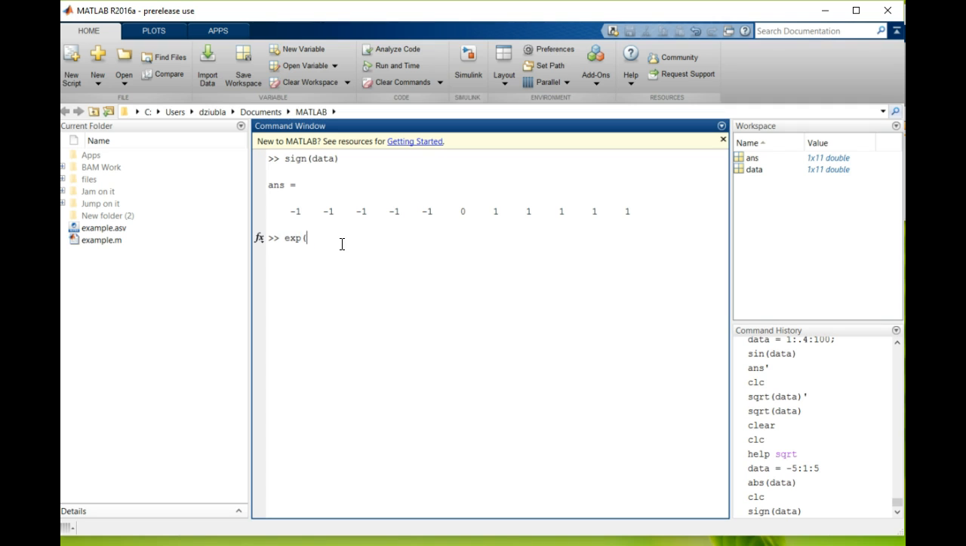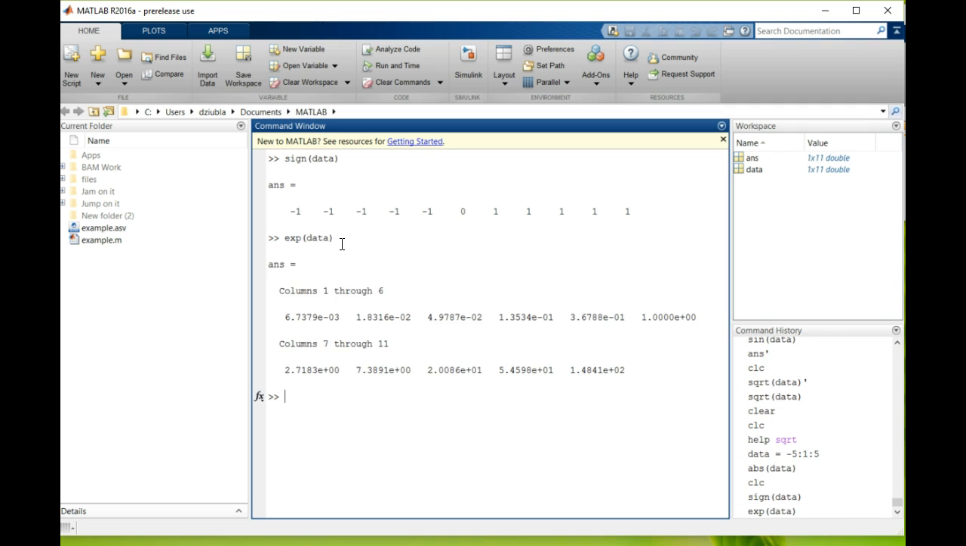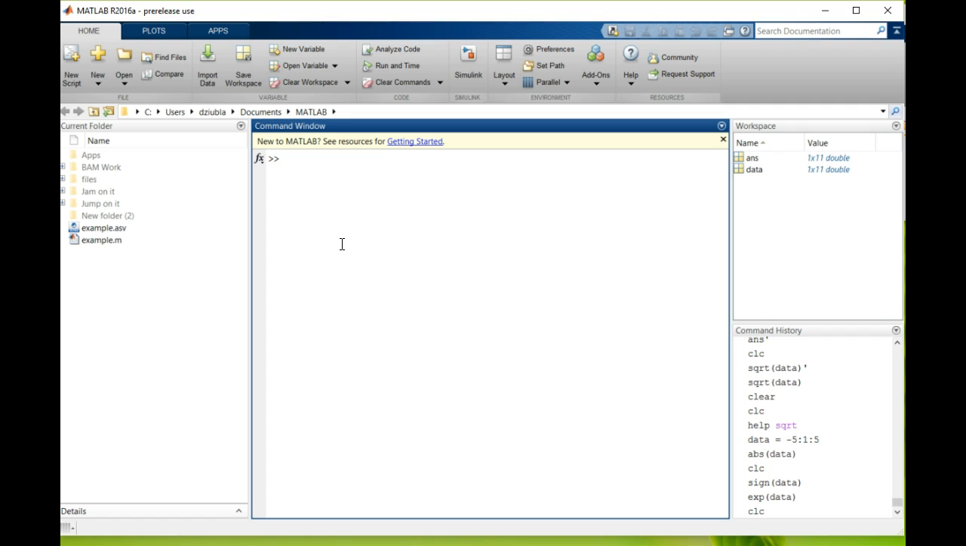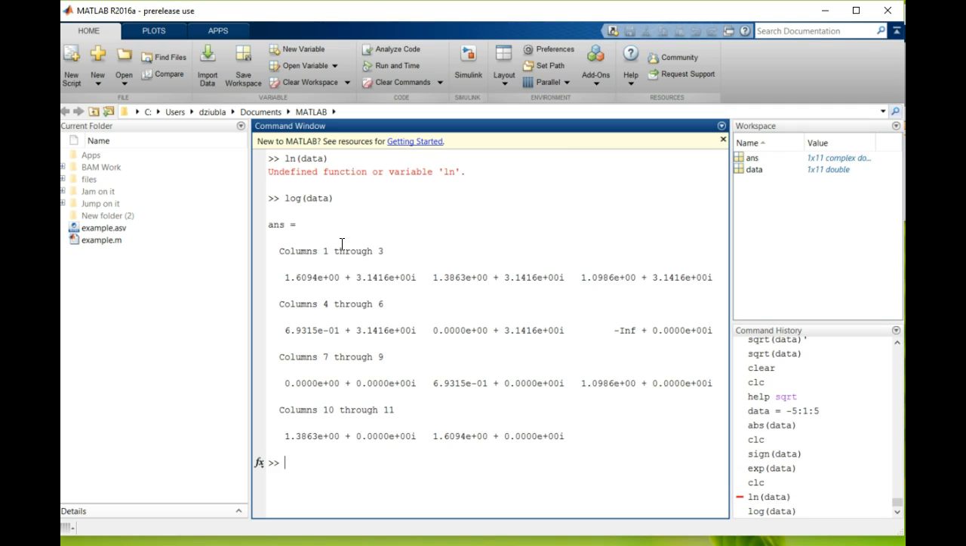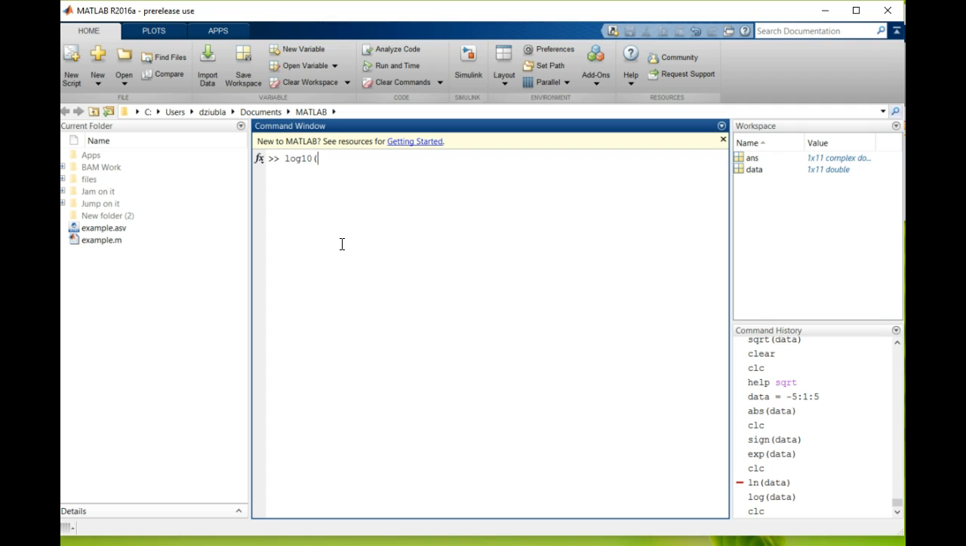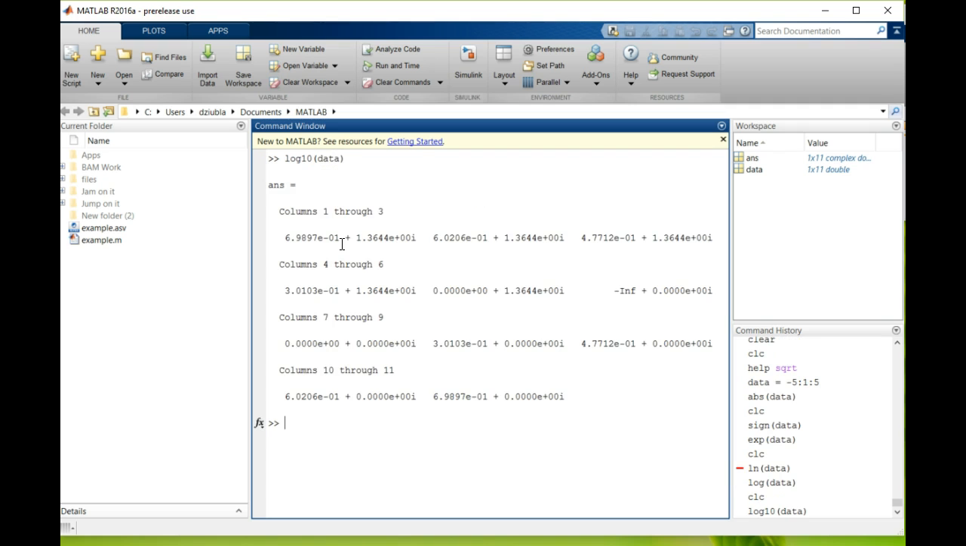You can also say exp, and it's the exact same function as in MATLAB. I can say exp of data, and you're going to get the exponential of those values. Interestingly, and I'm going to point this out, log is the function for ln. There is no ln. If I say ln of data, it's undefined, does not exist. Log, however, is actually the natural log. It is not the log base 10. If I want log base 10, it's log10 of data. And then you get that.